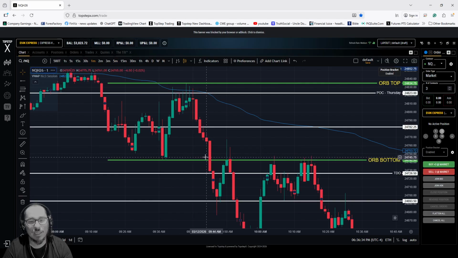At what time did the actual breakdown happen from the ORB? That candle right there, the one on top. This one? Yes. So this was basically rejecting the top of the ORB.